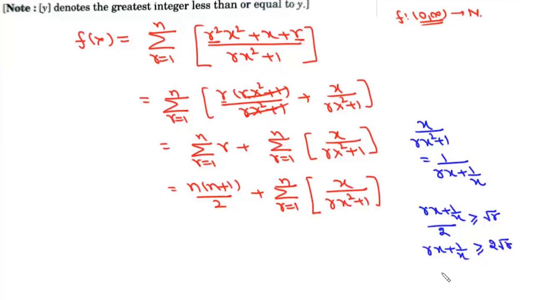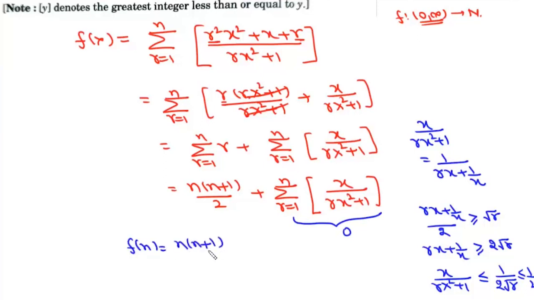Now if we take its reciprocal, then we can write x upon Rx square plus 1 will always be less than 1 upon 2 root R. That means it is always less than or equal to 1 by 2. Now if it is always less than or equal to 1 by 2, then the value of this greatest linear function will be 0. So basically this function fn is nothing but n into n plus 1 by 2.